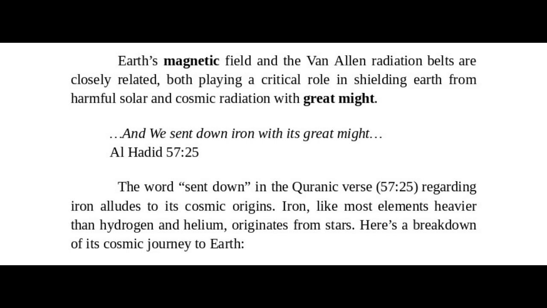Earth's magnetic field and the Van Allen radiation belts are closely related, both playing a critical role in shielding Earth from harmful solar and cosmic radiation with great might. "And we sent down iron with its great might," Al-Hadid 57, verse 25. The word "sent down" in the Quranic verse, chapter 57 verse 25, regarding iron alludes to its cosmic origins.